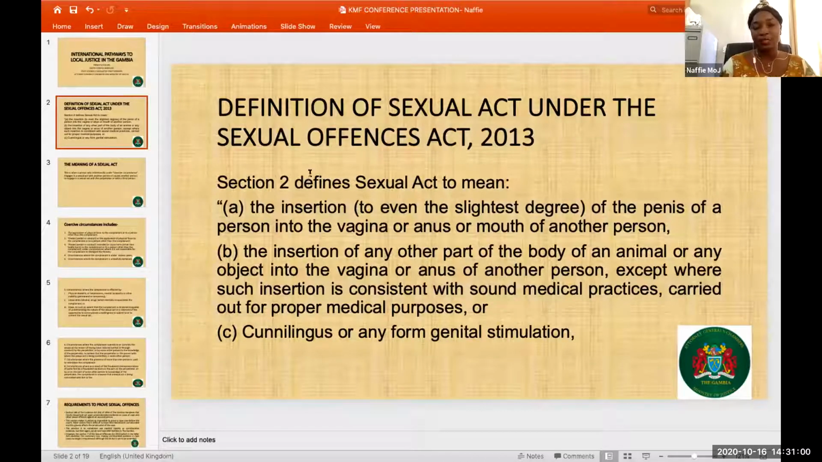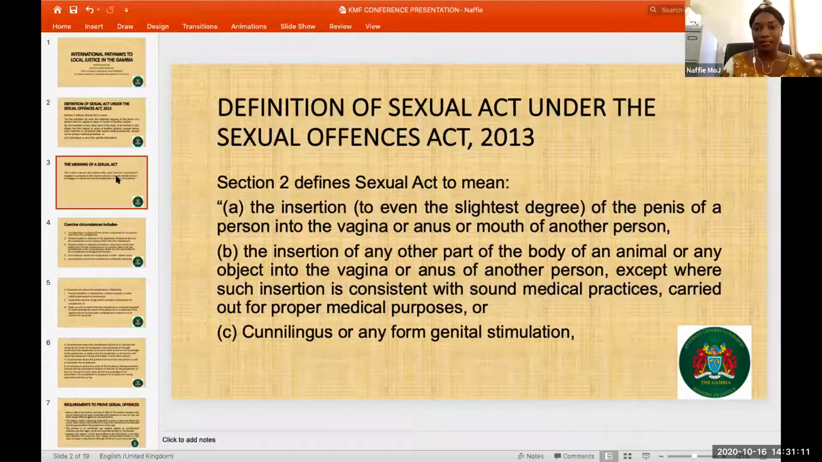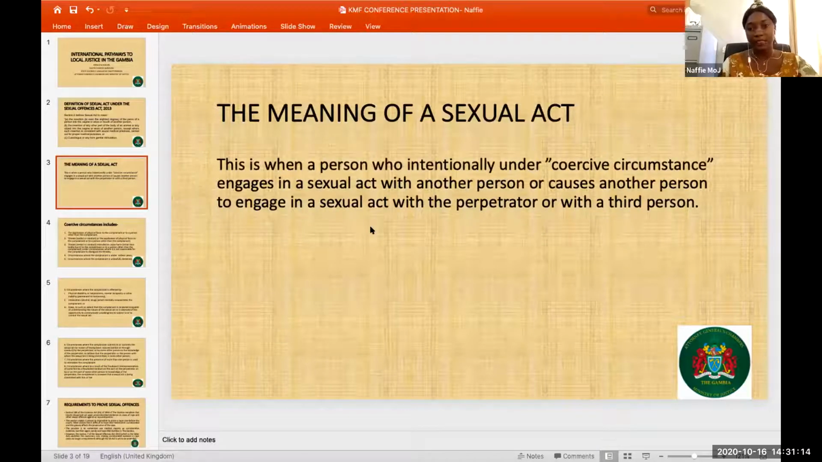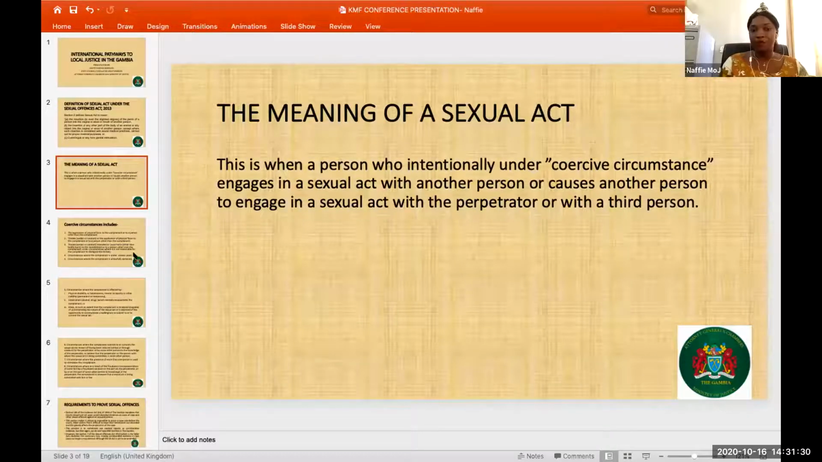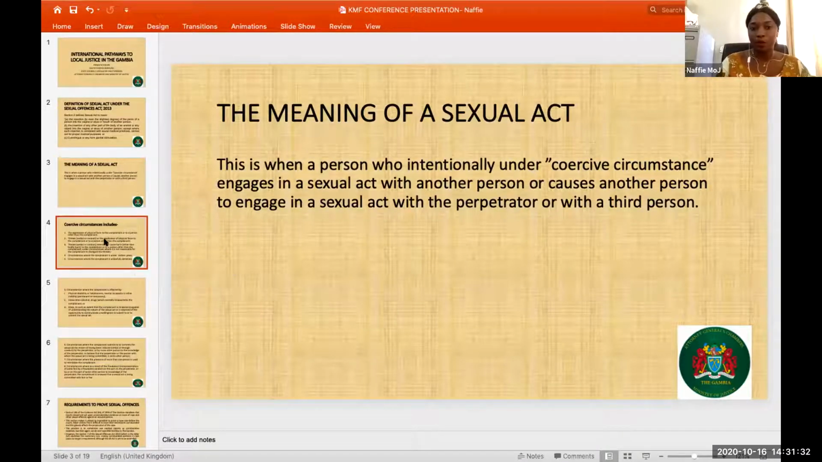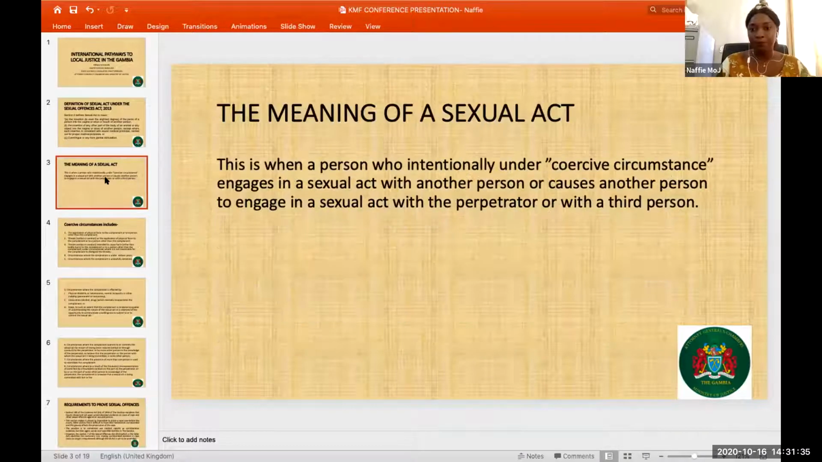So basically, just to explain, this provision covers the slightest degree of act towards a person. It could amount to a sexual act. So I've summarized it to mean when a person who intentionally, under coercive circumstance, engages in a sexual act with another person, or causes another person to engage in a sexual act with the perpetrator or with a third party. So this would also mean, for instance, when even if you're not a participant, but you've encouraged someone else to perform a sexual act with another person.